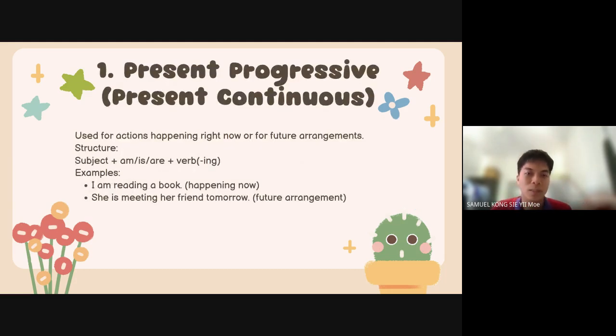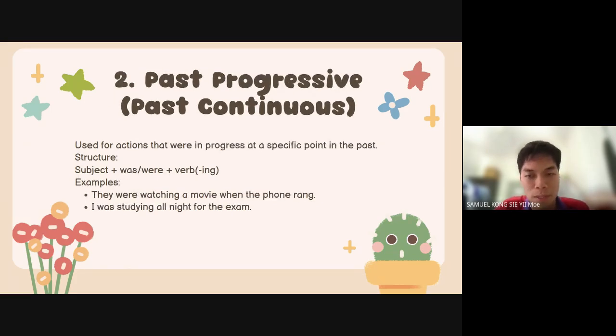So the first one is present progressive, or present continuous, used for action happening right now or for future arrangement. The structure must be subject plus am or is or are plus verb with ing. So for example, I'm reading a book. So there's something happening now, and she is meeting her friends tomorrow. So it's a future arrangement.